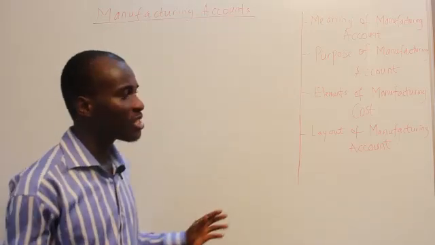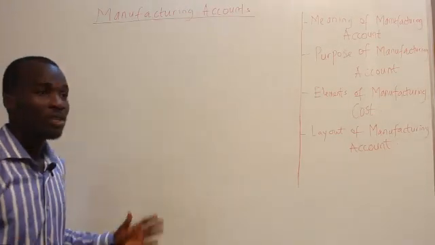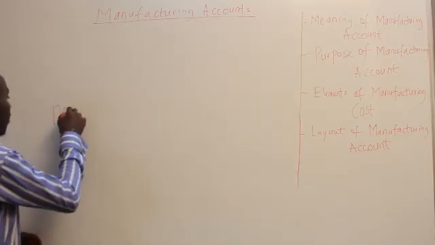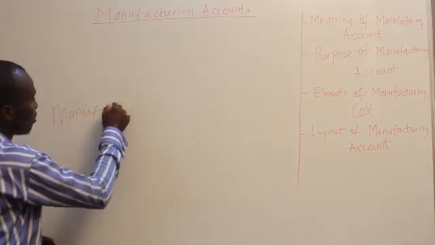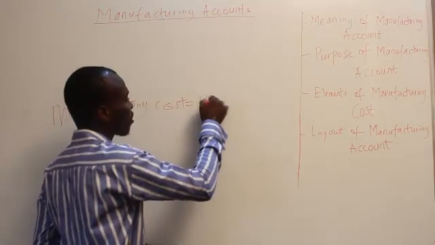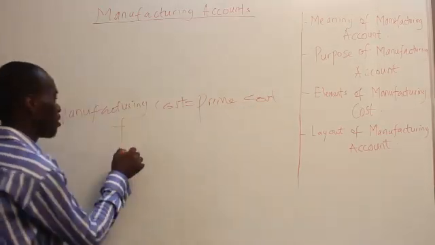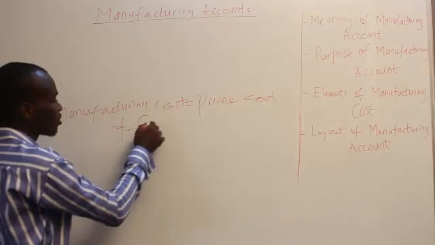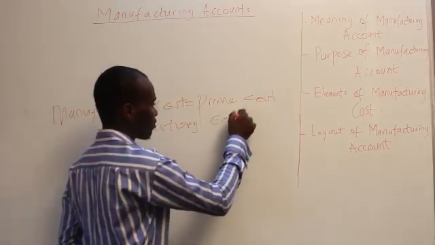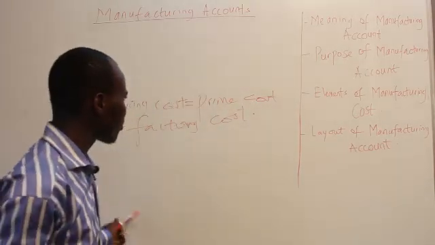Then we have the elements of manufacturing cost. The manufacturing cost has two elements. So manufacturing cost is the prime cost plus the factory cost, that is the indirect cost. So what is the prime cost?